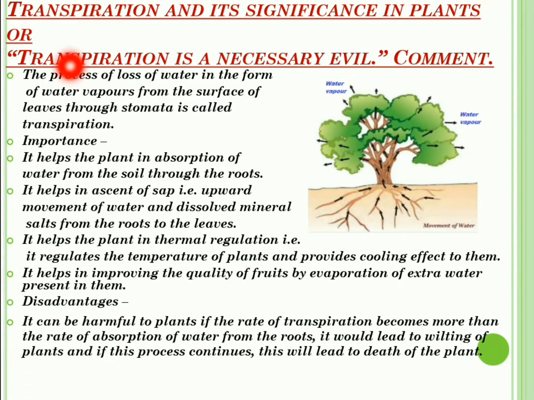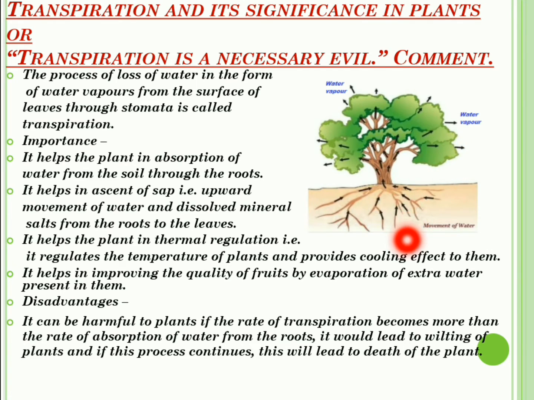Now, let us see what is transpiration and its significance in plants. Or, transpiration is a necessary evil. Comment upon the statement. The process of loss of water in the form of water vapors from the surface of leaves through stomata is called transpiration. What is the significance of transpiration to the plants?